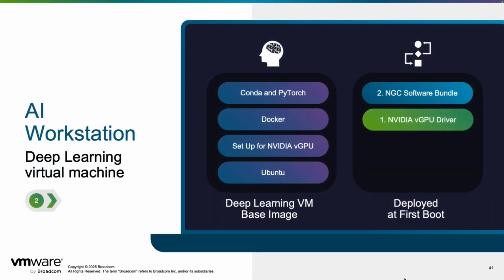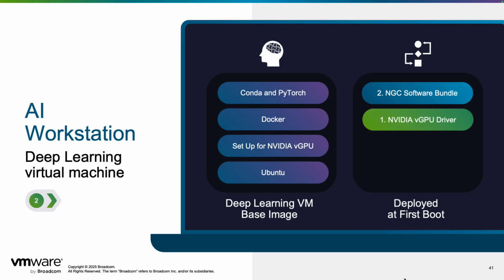And what happens now is that the deep learning VM image that was loaded by the system admin into the appropriate content library, that deep learning VM image is created. The image has Ubuntu as its operating system. It is set up correctly for NVIDIA virtual GPU usage, which allows me to share GPUs among two or more VMs. It has Docker to run my containers, and it has Conda and PyTorch for the developer to use.